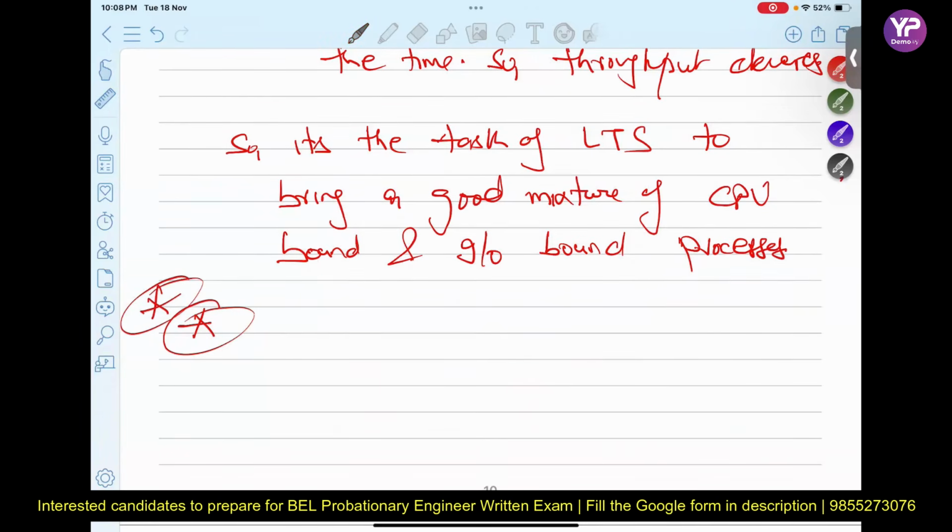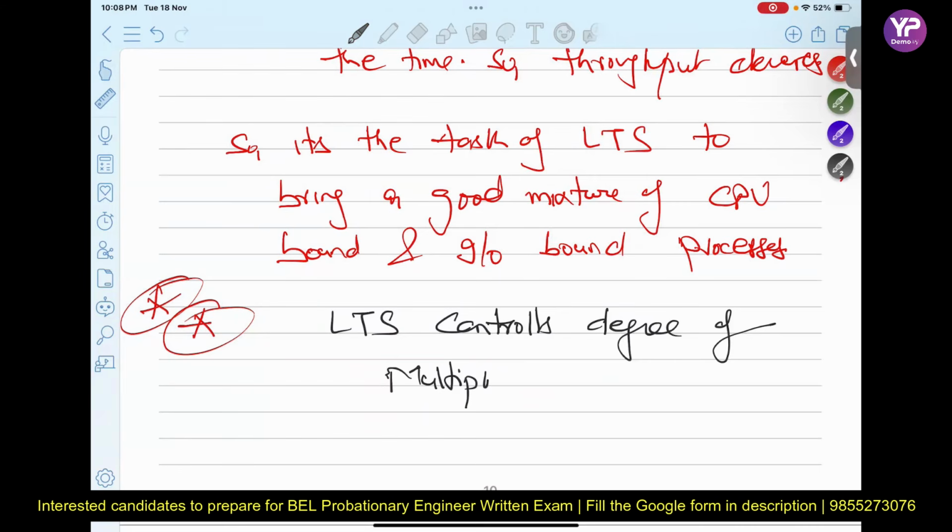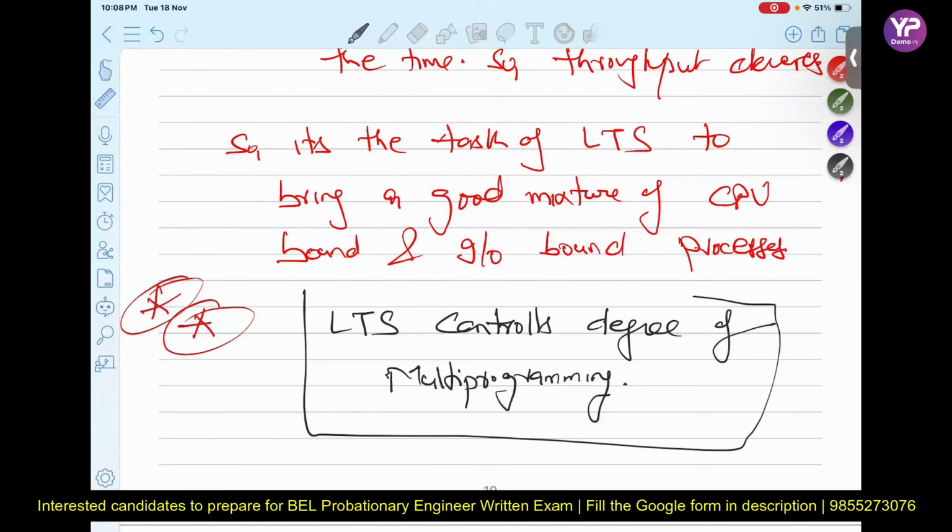LTS, long-term scheduler, controls the degree of multiprogramming. Are you getting my point? Yes, sir. That is the most important point. It's the task of the long-term scheduler to bring a good mixture of CPU bound and IO bound processes.